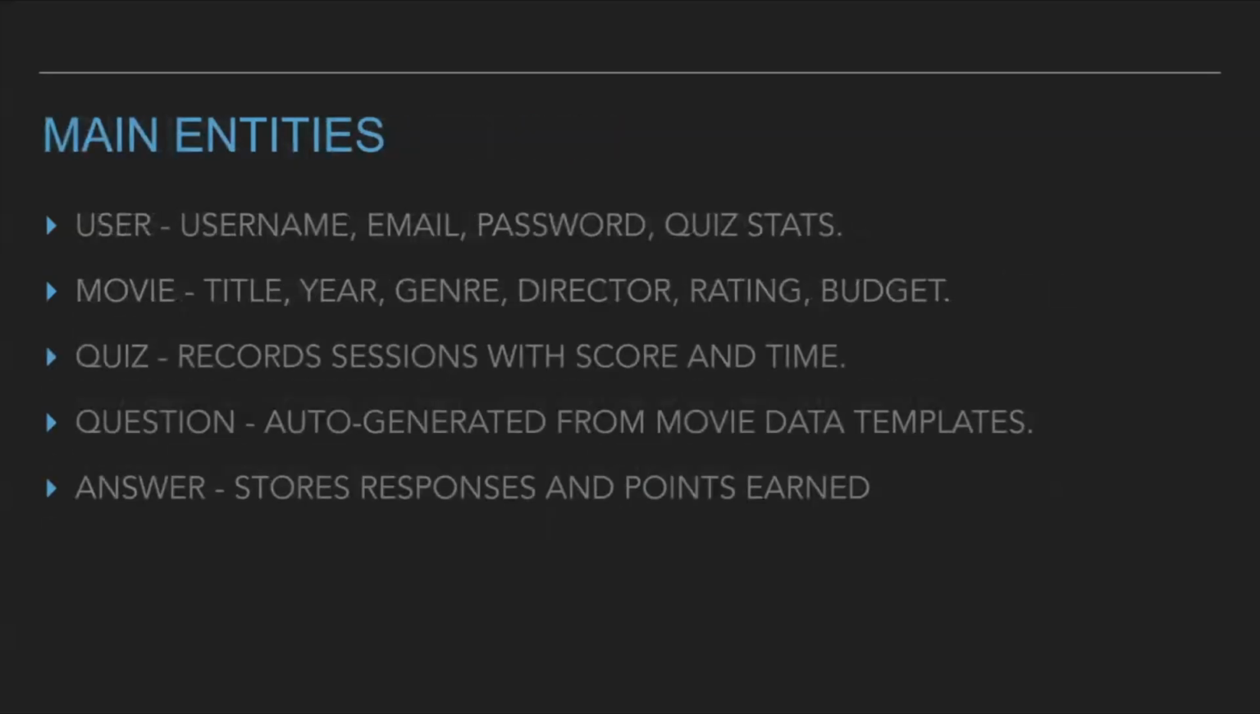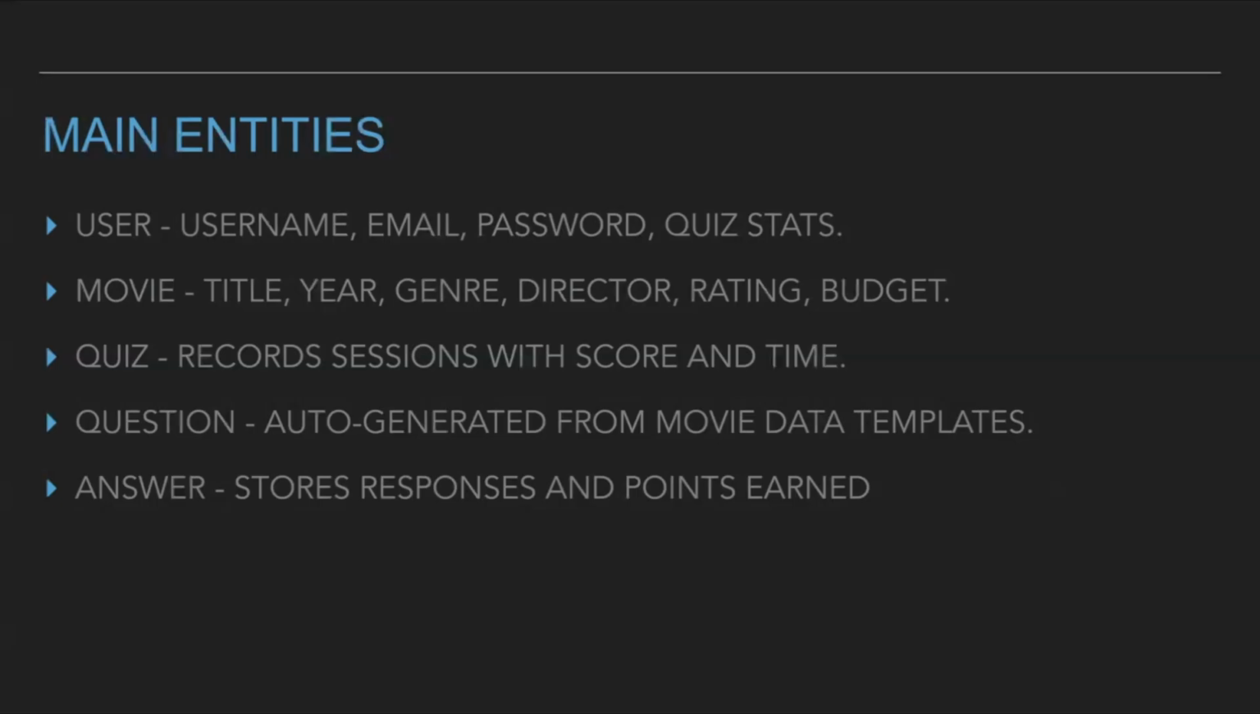Next, the main entities. On the most technical side of things, we have five main entities: user, movie, quiz, question, and answer. User will have data like the username, their email, their password that they set, and the quiz statistics. The movie will have the title, the year, genre, director, rating, and the budget. The quiz records the sessions with the given score and time.